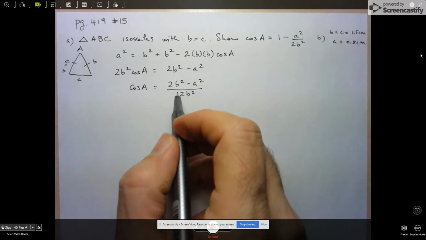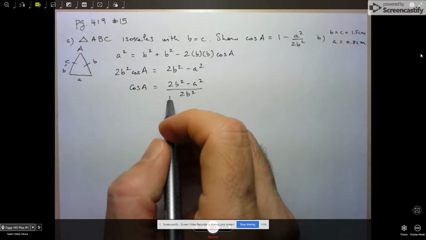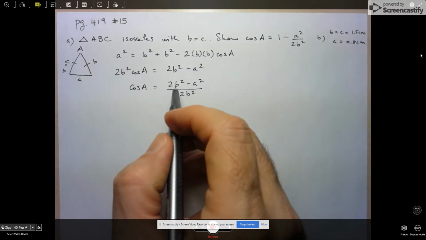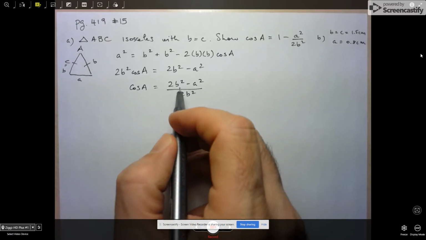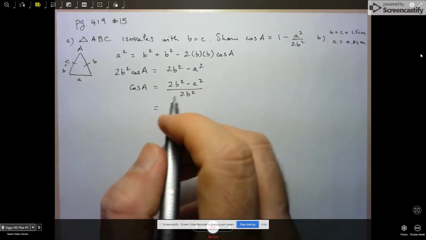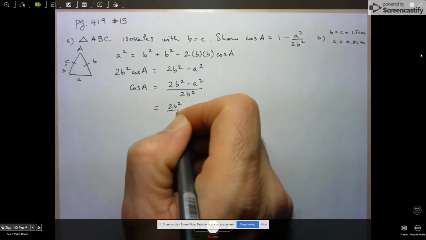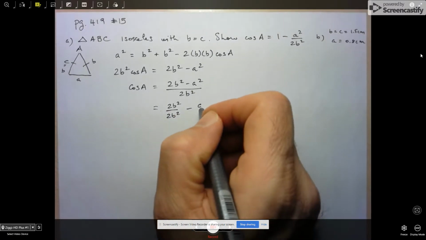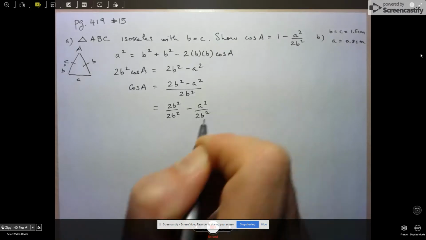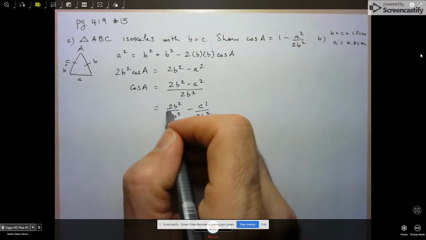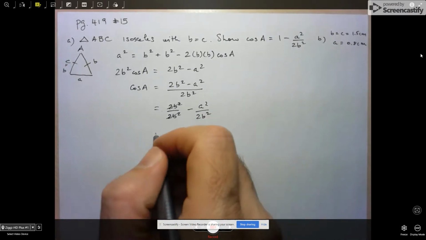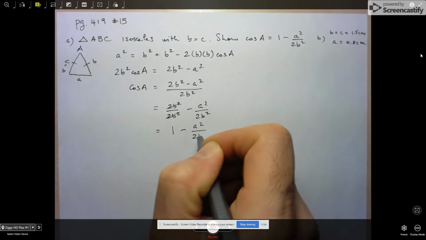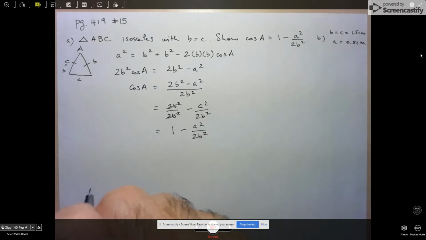This doesn't quite look like what I'm trying to prove, so I still have to do a bit more algebra. What we see here is I've got this subtraction in the numerator, so I can write this as two separate fractions. I can rewrite this as 2b squared over 2b squared, so I'm just distributing the division, minus a squared over 2b squared. But now we see that something very nice happens. These are the same, so they just reduce to 1. So we have 1 minus a squared over 2b squared. All right, and there you have it.